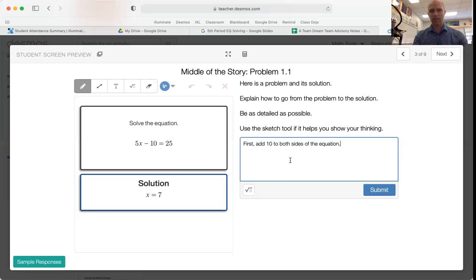And so, let's write that out. So now we have 5x equals 35. All right, and then next, we would divide both sides of this equation by 5. That would change the 5x to just x, and 35 divided by 5 is 7, and so we would arrive at the solution, x equals 7. Simple as that. It's a two-step equation. It takes 2 steps to solve it. Add 10 to both sides, divide both sides by 5.